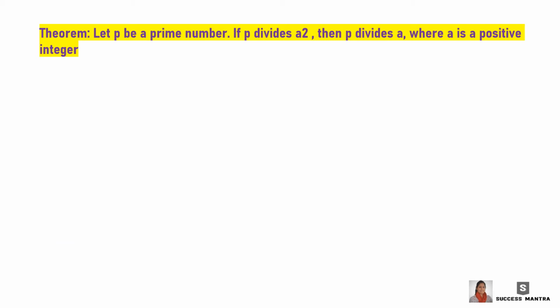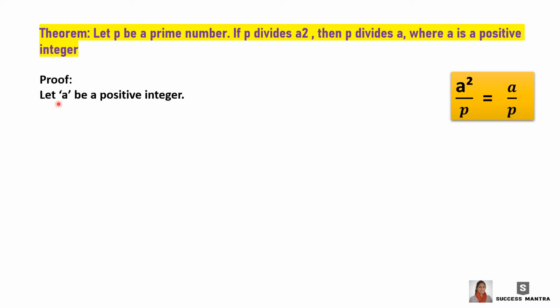So this is our theorem to prove irrationality. The theorem states that: let p be a prime number. If p divides a square, then p divides a, where a is a positive integer. That is, if a prime number p divides a square, then this prime number also divides that same integer a. This is what we need to prove.